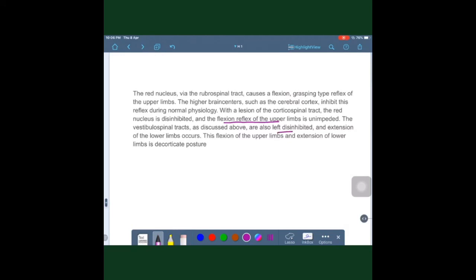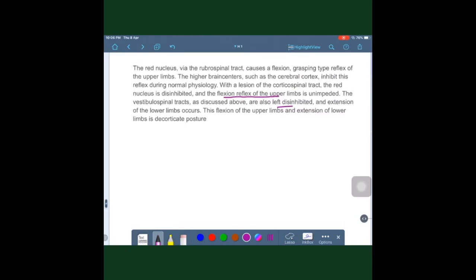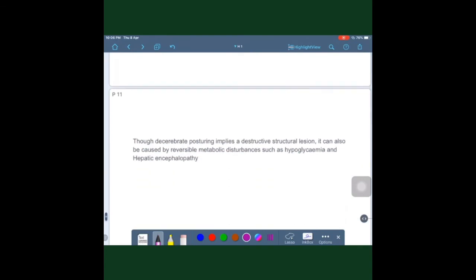And the lower limbs are extended because the vestibulospinal tract is also disinhibited. So this is how decerebrate and decorticate rigidity occur. Thank you.